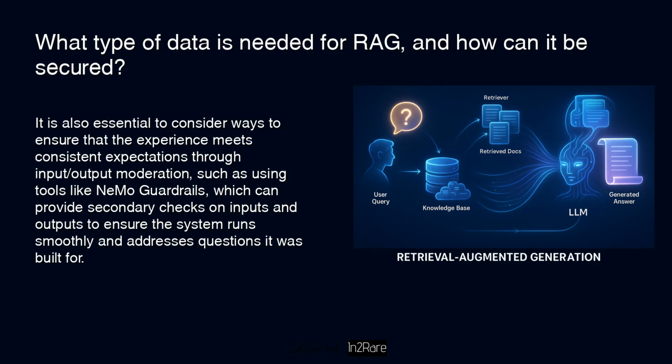It is also essential to consider ways to ensure that the experience meets consistent expectations through input/output moderation, such as using tools like NeMo or guardrails, which can provide secondary checks on inputs and outputs to ensure the system runs smoothly and addresses questions it was built for.